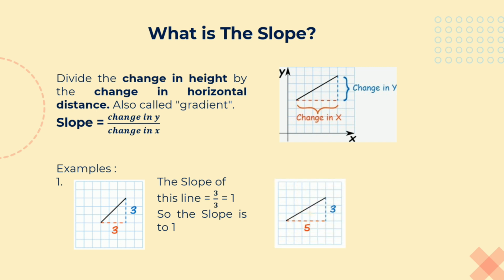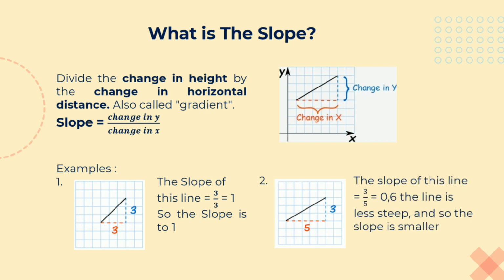And second, look at the picture. The slope of this line equals 3 divided by 5 equals 0.6. The line is less steep, and so the slope is smaller. Why? Because 5 is x and 3 is y.